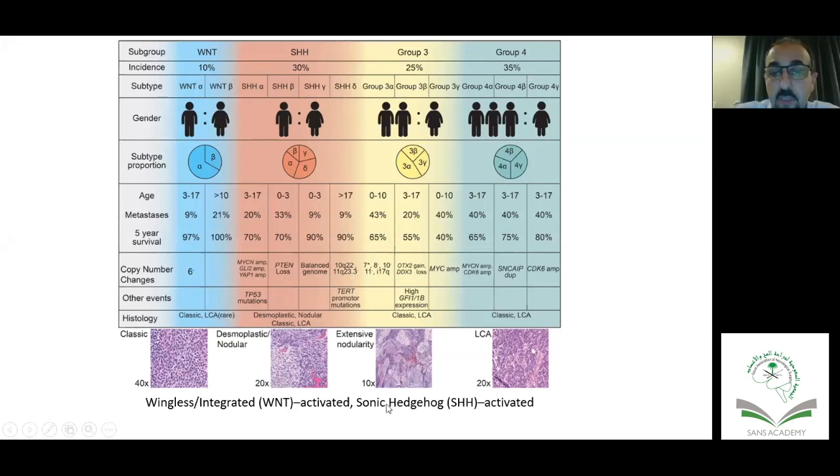Again, I don't want to go into details. This used to be the extensive nodularity or the classic. Sorry, this is a classic and large cell anaplastic. Group 4 is the most common one. Okay, and their prognosis is moderate, but group 3 is the worst prognosis.